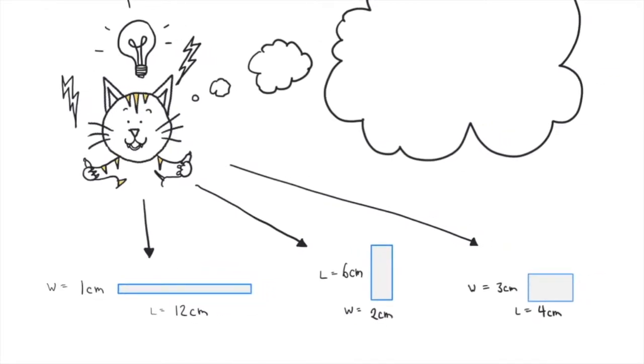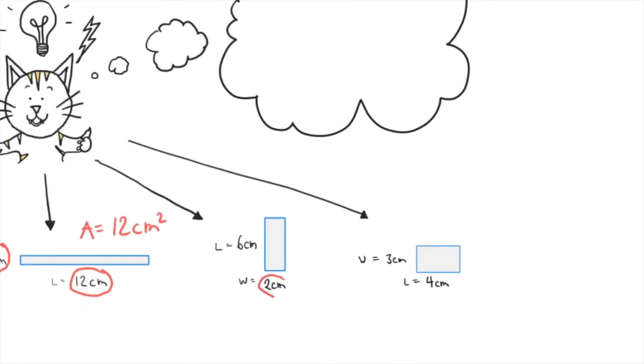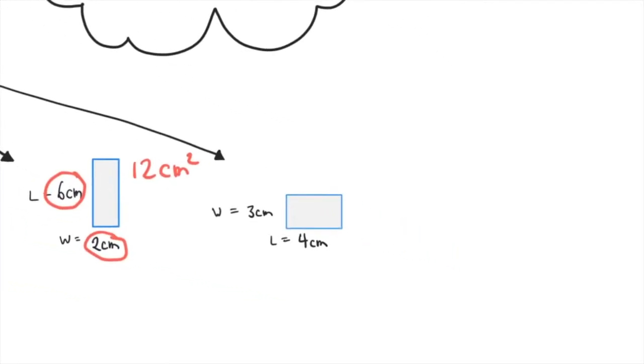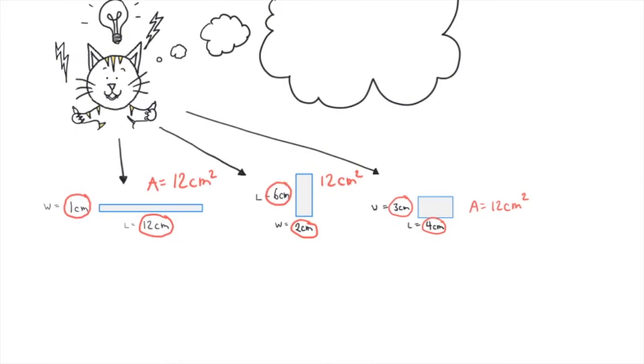The first rectangle we looked at had dimensions of 1 centimeter in width and 12 in length, and had an area of 12 square centimeters. The second had a width of 2 centimeters and a length of 6, and had an area of 12 square centimeters. And the third had a width of 3 centimeters and a length of 4, giving it an area of 12 square centimeters. Can you see a connection between the side lengths and the widths and the areas of each of those rectangles? Well, I bet you can.